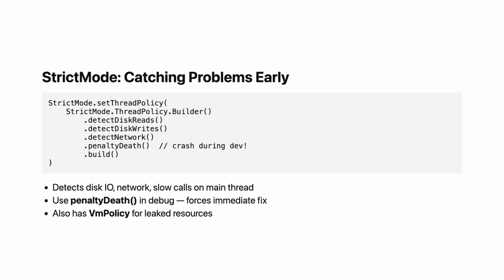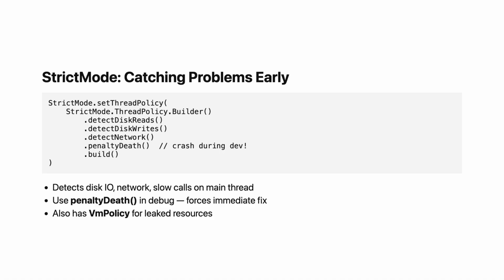Strict mode is your early warning system. It is a developer tool that detects common main thread violations during development, so you can fix them before they become ANRs in production. You enable it in your application.onCreate with StrictMode.setThreadPolicy. You can configure it to detect disk reads, disk writes, network operations, and slow calls on the main thread. When a violation is detected, you can choose to log it, flash the screen, show a dialog, or crash the app. I recommend crashing during development. It forces you to fix the issue immediately, rather than ignoring a log message.